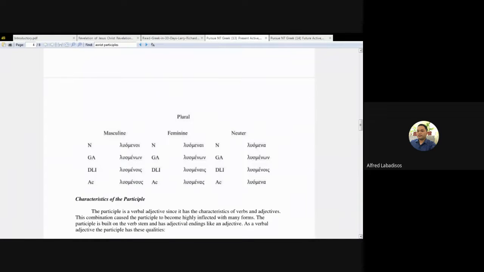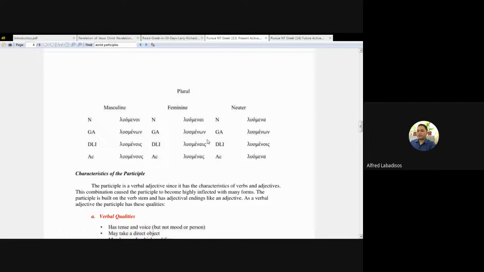The key to learning is repetition and memorization. You have to repeat memorizing these forms at least 20 times. At least 20 times. You have to memorize this. There's no other way.